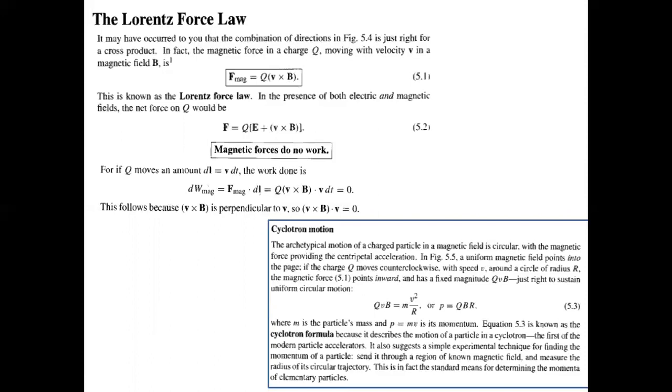From this, we can actually find out the particle's mass or momentum by very simple experimental methods. So here is the force from the magnetic field, and this is the centripetal force, and they're equal, and that is how it's actually sustaining the cyclotron motion.